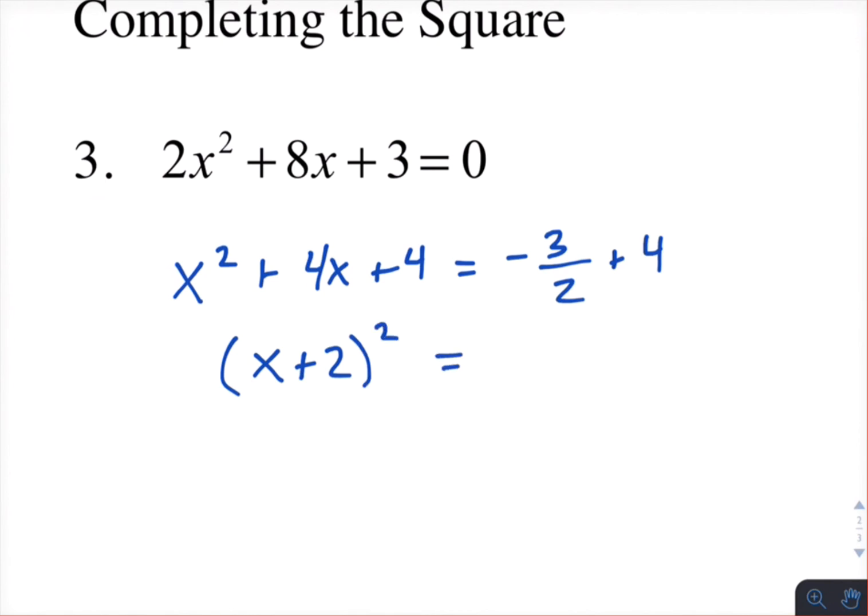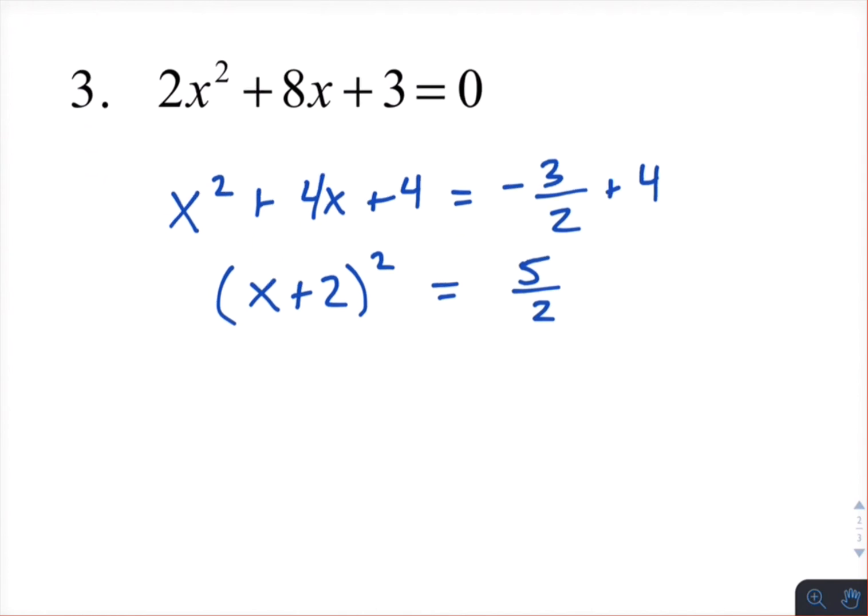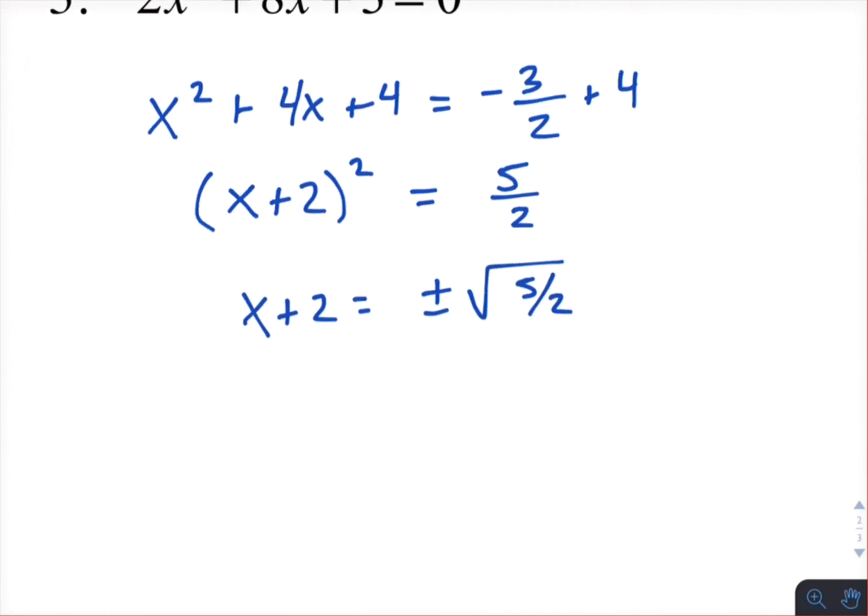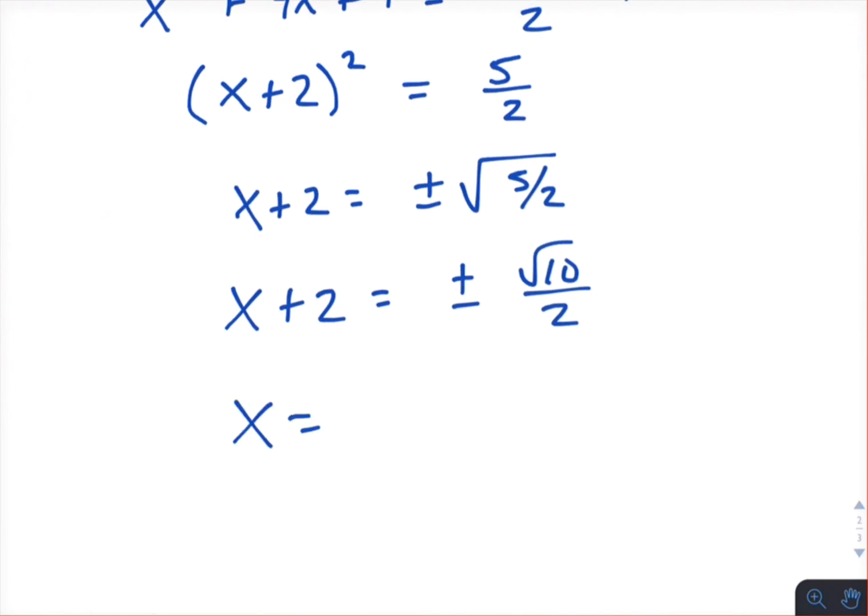And let's see, that's 8 over 2 equals 5 halves. So now I can use the square root property, like in example 1 above, take the square root of both sides, and I end up with x plus 2 equals plus or minus the square root of 5 halves. And basically, if we were to rationalize that, we would end up with x plus 2 equals plus or minus root 10 over 2. And so x equals negative 2 plus or minus root 10 over 2.